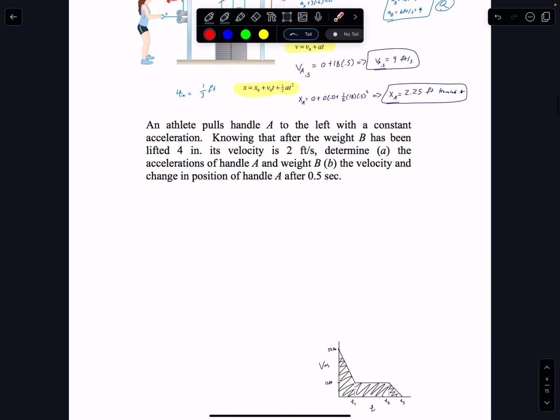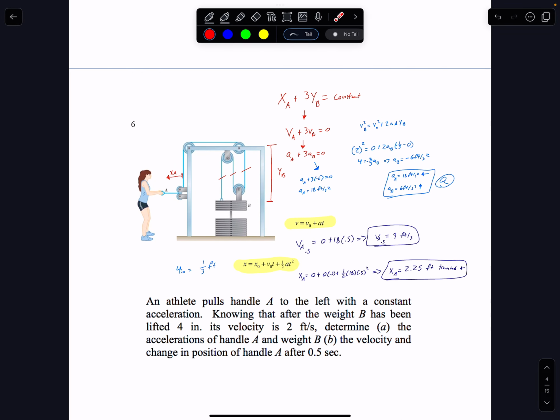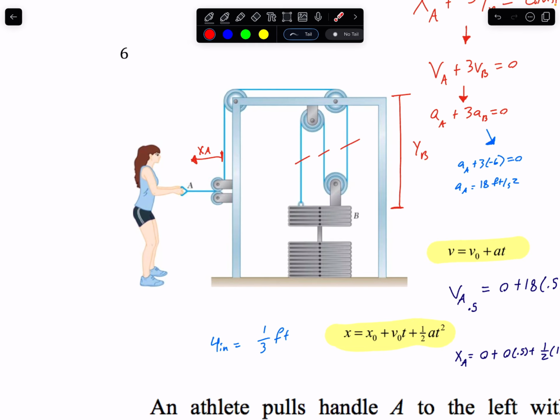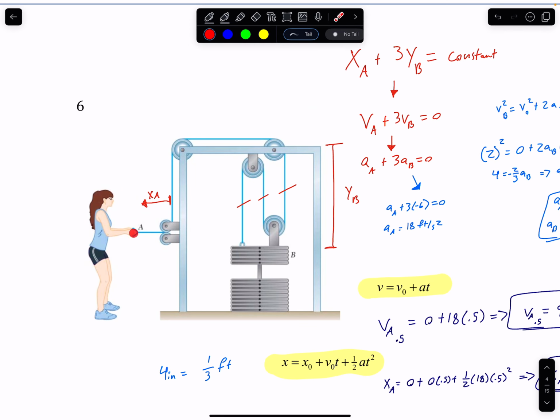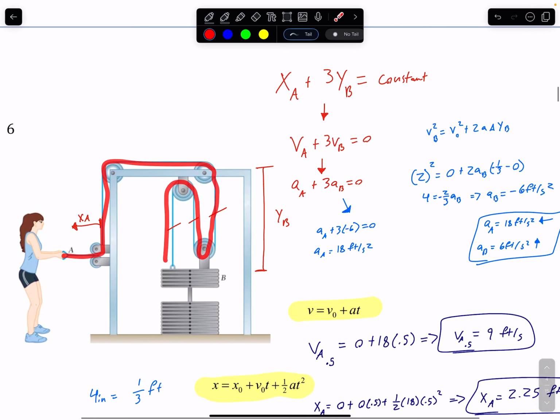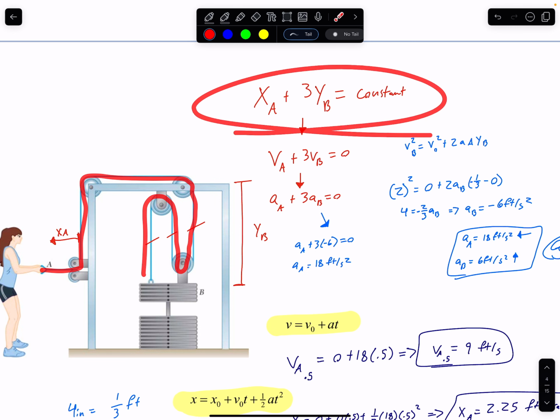Then we have question number 6. We're doing a weight handle problem. It's important to note the entire length of the cable stays the same no matter what. That's what we mean by over here.